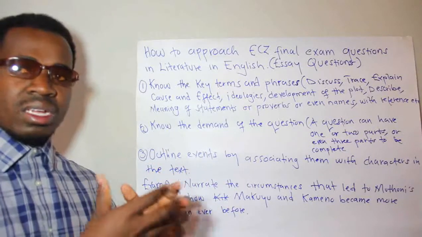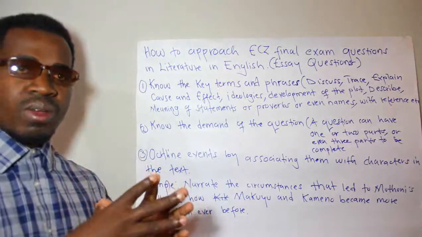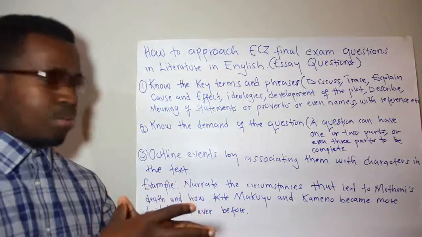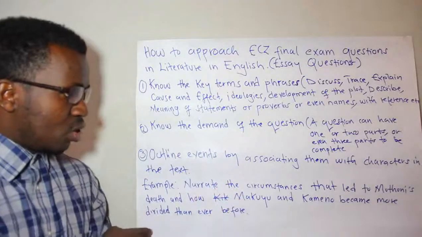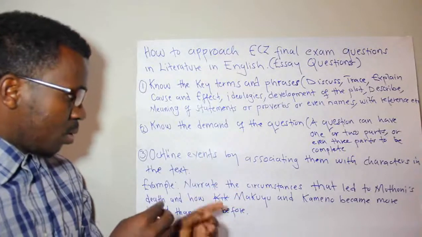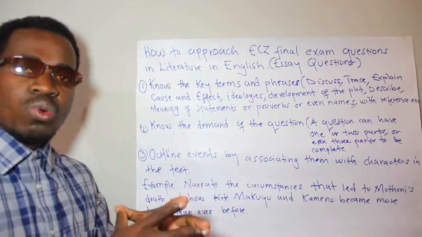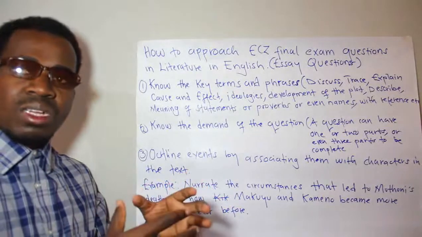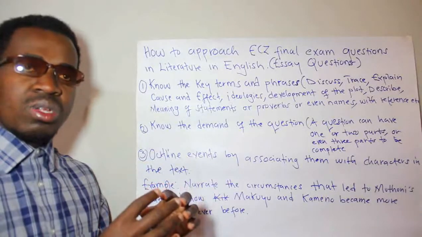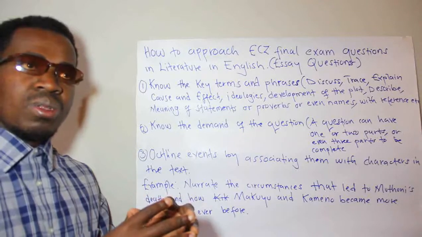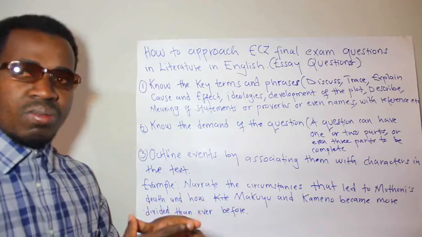Now there are other instances where, for example, a question could demand the candidates to answer it from two different perspectives, of course also contributing to the final answer. By this, what do we mean? If you look at this question, narrate the circumstances that led to Muthoni's death and how Makuyu and Kameno became more divided than ever before. So in this case, what a candidate is required to do is to first of all narrate what are the circumstances, what are the causes. That's exactly what we're looking at. What caused Muthoni's death? Now, what a candidate needs to know here is to first of all understand the fact that there was some sort of misunderstanding in Joshua's house, the father to Muthoni as well as Nyambura.